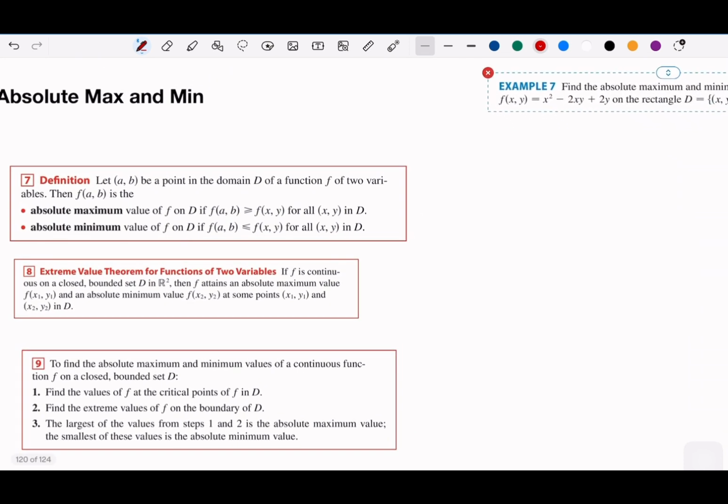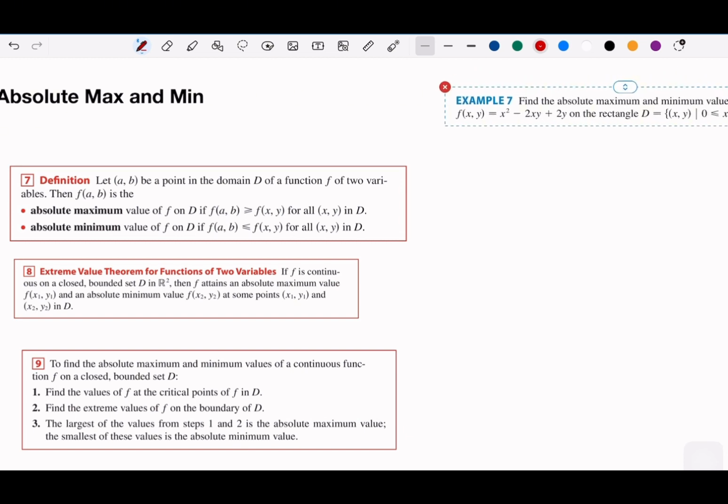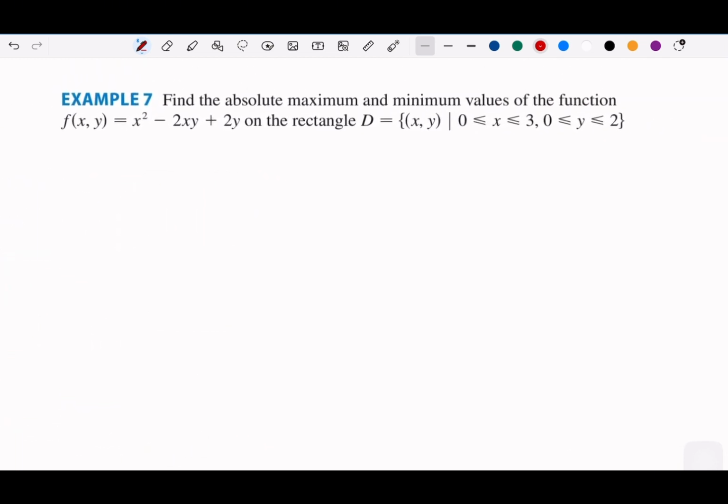Okay, let's focus on an example, since it's more practical. We have a function of two variables x, y, and the domain is the rectangle 0 ≤ x ≤ 3 and 0 ≤ y ≤ 2, which we can visualize as a rectangular shape. So perhaps this is the rectangle. This is D.